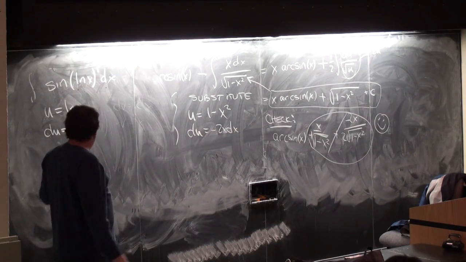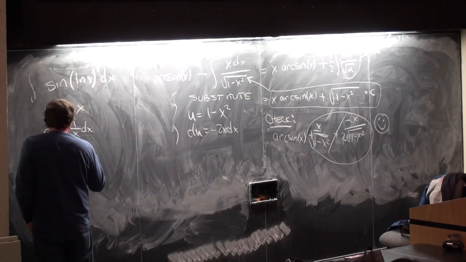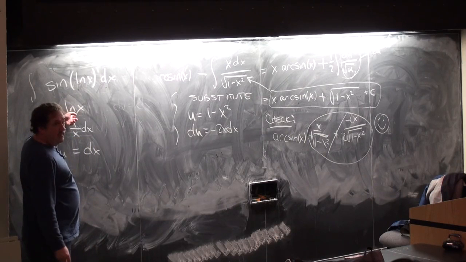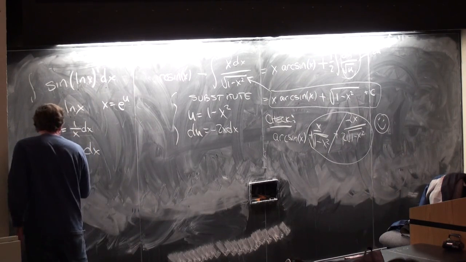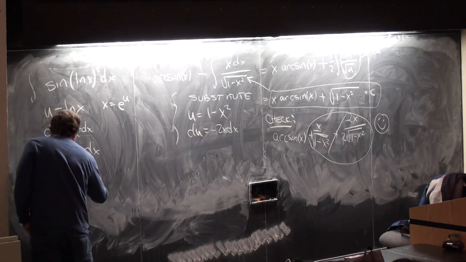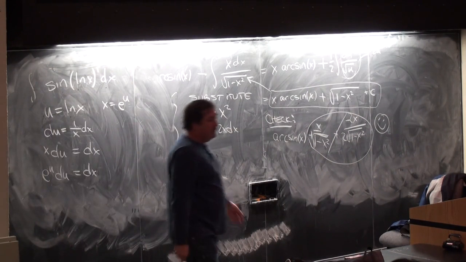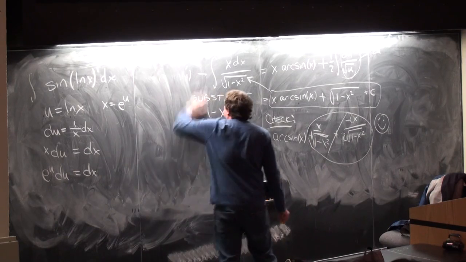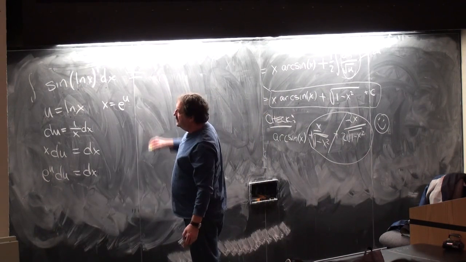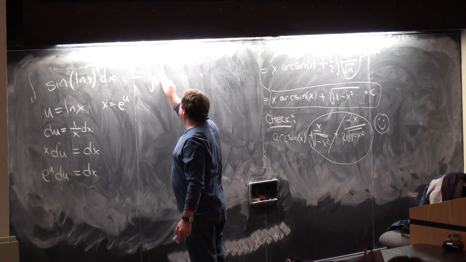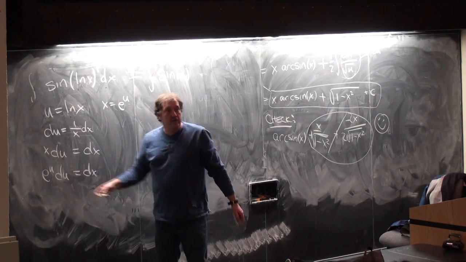And now you might say, but now what? I don't have a 1 over x dx. But then you'd be clever. So x du is dx, and if u is the log, then x is e to the u. So I can rewrite this as e to the u du is dx. And that transforms this into something that we can do. Because now sine of log of x becomes the integral of the sine of u, and dx becomes e to the u du.